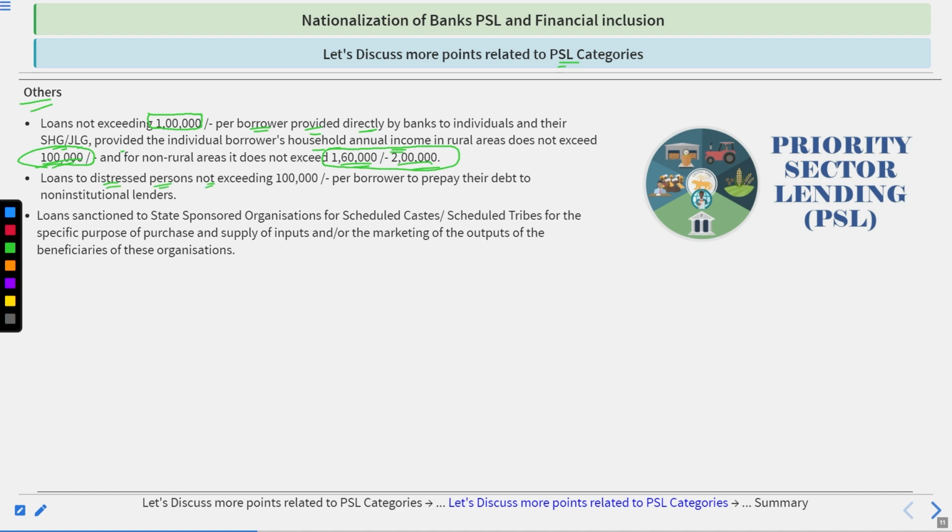Loans to distressed persons not exceeding rupees 1 lakh per borrower to prepay their debt to the non-institutional lenders. Loan sanction to the state-sponsored organizations for the scheduled castes and scheduled tribes for the specific purpose of purchase and supply of inputs and on the marketing of the outputs of the beneficiaries of these organizations. Okay.